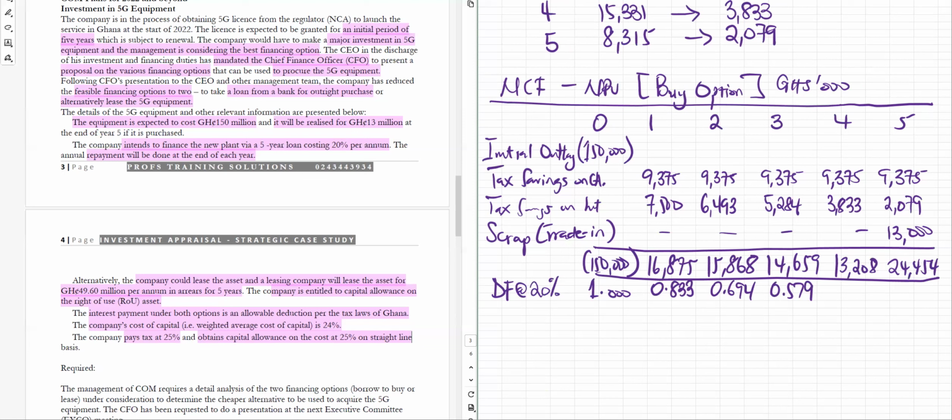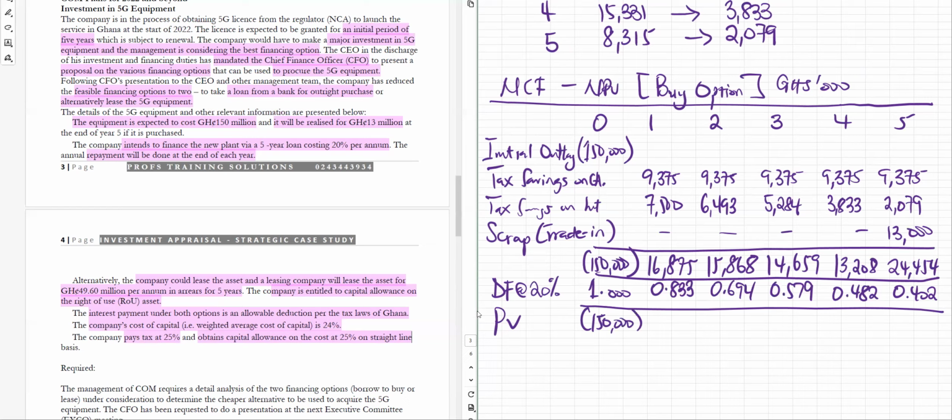That's 0.482. Then the final year is 0.402. So now we have our present values. So we multiply, this will still be 150,000.